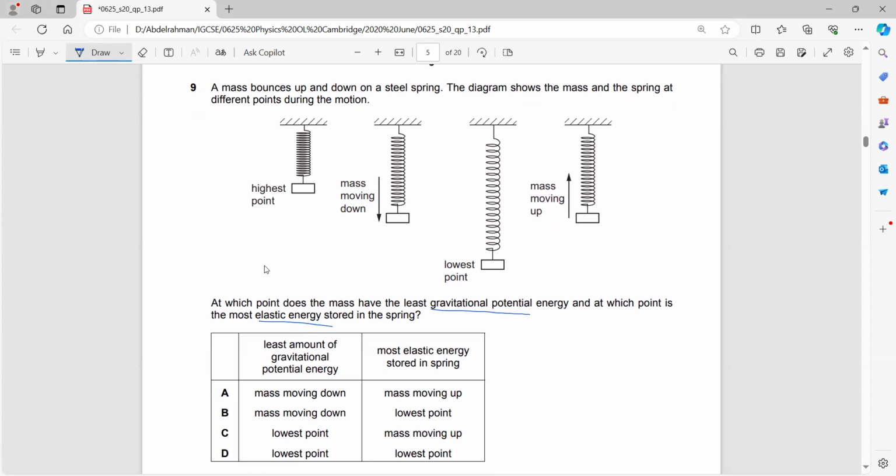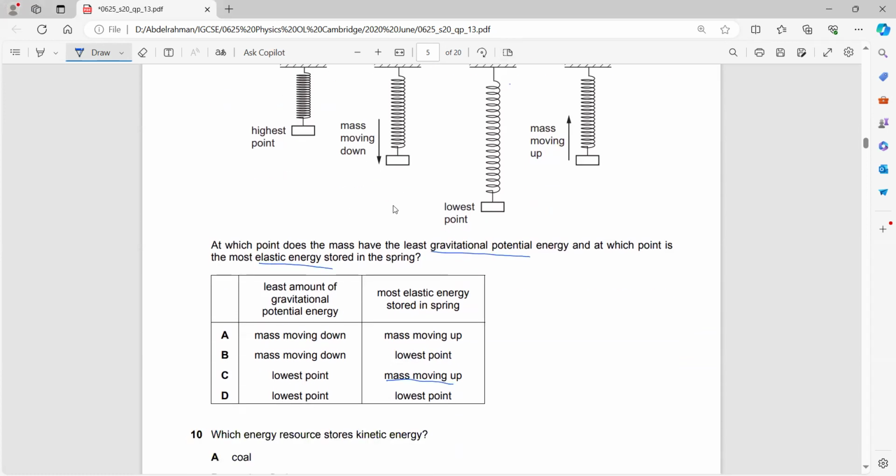Some of you are saying C, some of you are saying D. Actually, C is wrong. Why is C wrong? Because while it's still moving upwards, it's not the most elastic energy. When it is at the lowest point, when it's fully extended, it has the most elastic potential energy. And at the same time, it has the least gravitational potential energy.